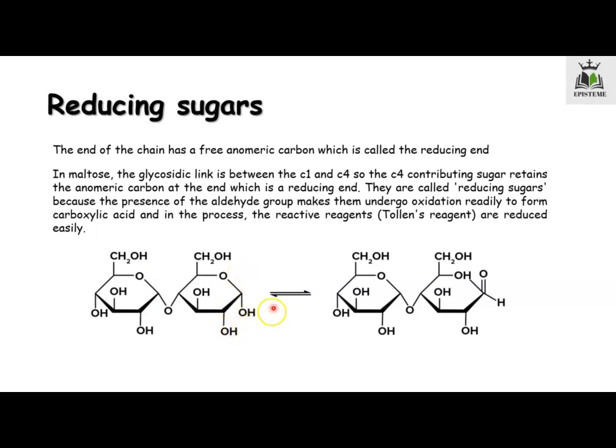In aqueous solution, this reducing end gets converted to the aldehyde group, and this aldehyde group undergoes oxidation to form the carboxylic acid. In this process of conversion, the reagents that are present, like Tollens' reagent, get reduced. Since this reduction is done by the anomeric end of these disaccharides, it is called the reducing end, and these are reducing sugars because these sugars can reduce the reagents.